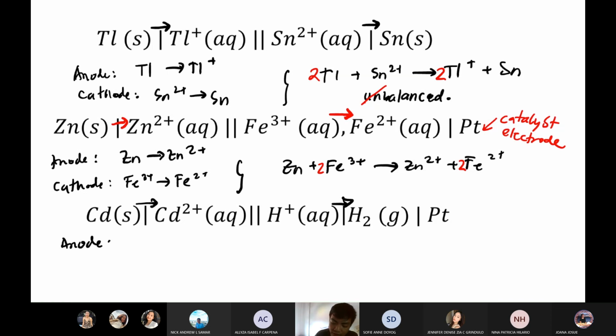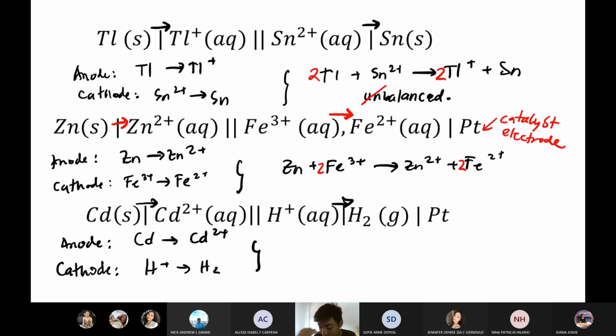Okay, so on the anode, the reaction is Cd to Cd2 plus. Nasa left. Cd to Cd2 plus. On the right, that's H plus to H2. Cathode. That's H plus to H2. So if I combine the equation, I will get Cd plus H plus to Cd2 plus plus H2. Balancing this will give me this equation.